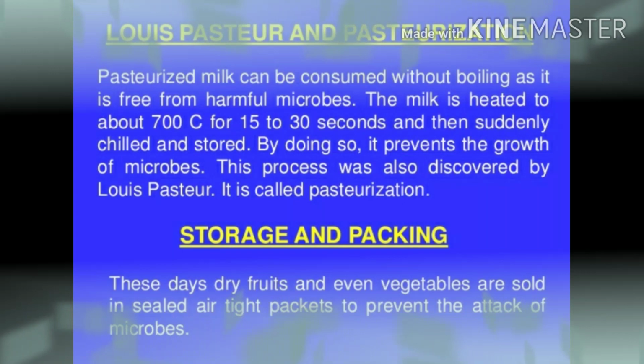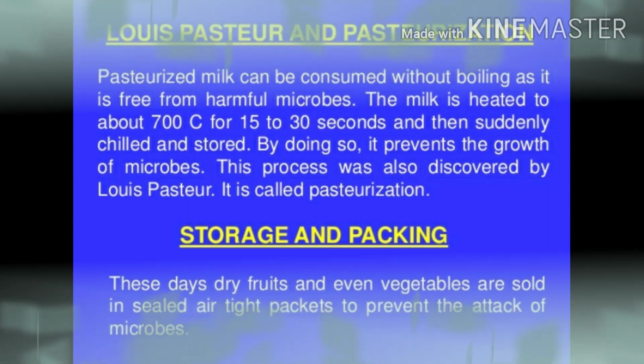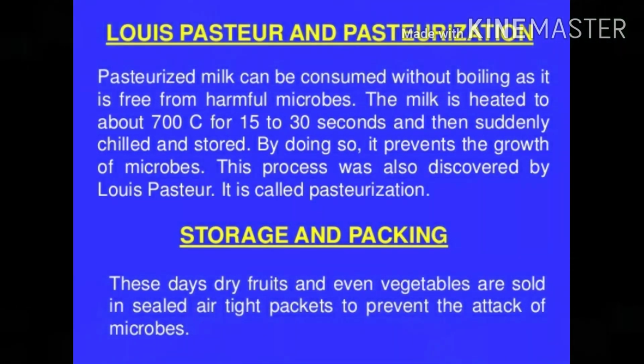Next, storage and packing. These days, dry fruits and even vegetables are sold in sealed airtight packets to prevent the attack of microbes. Louis Pasteur is one of the microbiologists. He gave the concept of pasteurization, that is heating the liquid or milk to about 70 degrees Celsius for 15 to 30 seconds and then suddenly chilling and storing it. That process is called pasteurization.